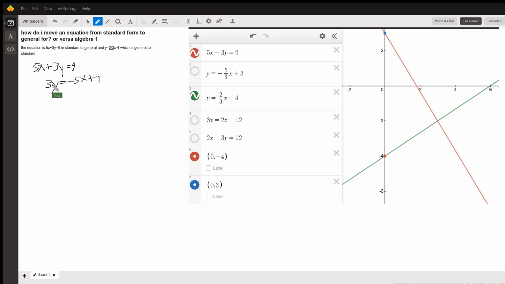So that gets the term 3y by itself. Now we want to undo this multiplication by dividing every term by 3. If I divide this term by 3, the 3's cancel out, I just get a y. I divide this term by 3, I get a -5/3 x. Make sure that x doesn't look like it's in the denominator. And if I divide the +9 by 3, I get a 3. And that's slope-intercept form.